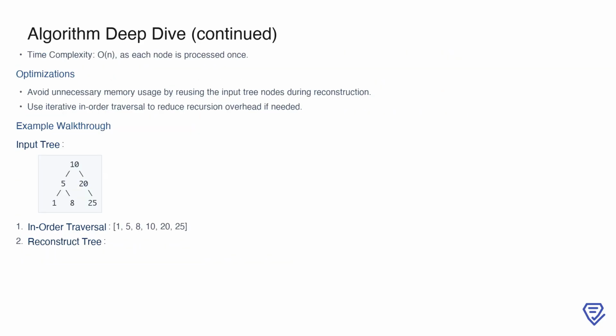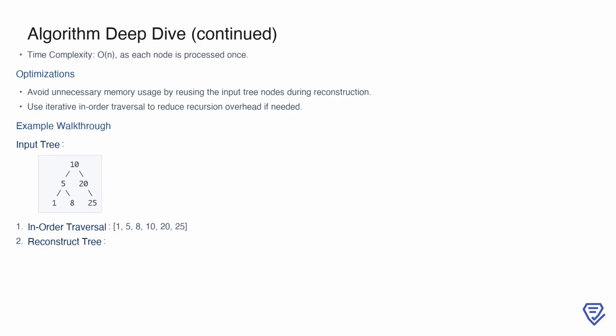The reconstruction step also has a linear time complexity, as each node is processed exactly once, ensuring that the algorithm remains efficient. To optimize further, we can avoid unnecessary memory usage by reusing the input tree nodes during reconstruction instead of creating new ones. Additionally, while the algorithm is naturally recursive, we could use an iterative approach for the in-order traversal to reduce recursion overhead, especially for very large trees.